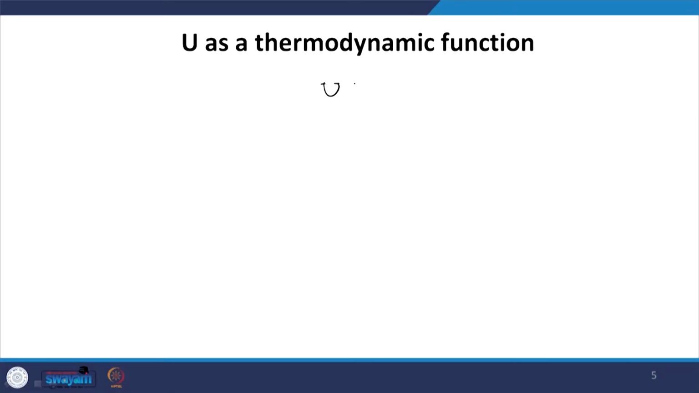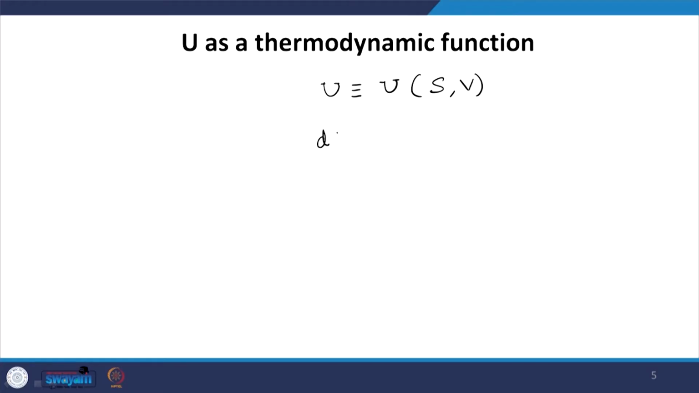So, now this brings us to the definition of a thermodynamic function, and the first function I am writing is the function U, that is the internal energy of the system, and this is a function of two natural variables S and V. And I also have the differential expression of the same thing, dU is equal to TdS minus PdV.